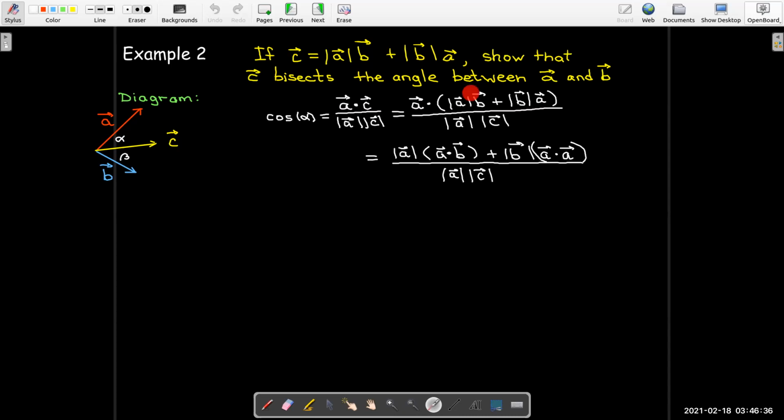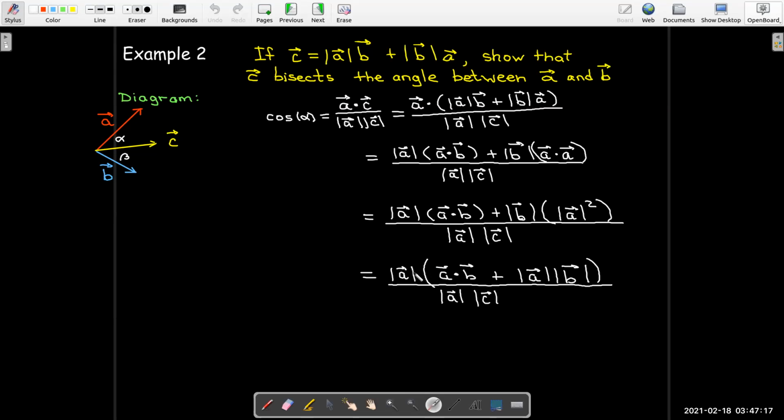So I took A dotted with B, multiply that times the length of A dotted with A, and multiply that times the length of B. All right, but what was that real important property that we learned? Oh yeah, a vector dotted with itself is the same as the square of its length. So let's replace that with the length of A squared. Well, now I have a common factor in the numerator, which is the length of A. I can factor that out.